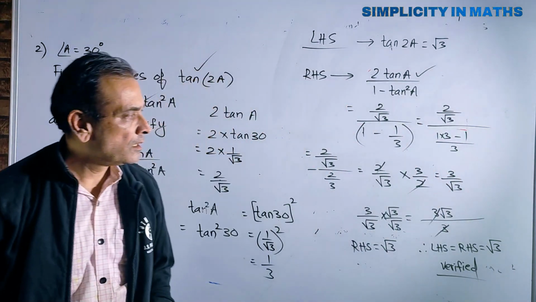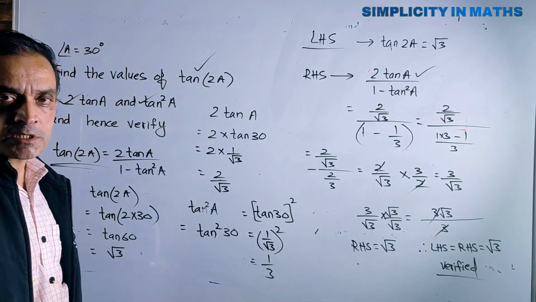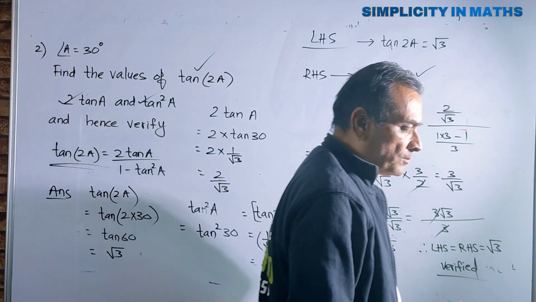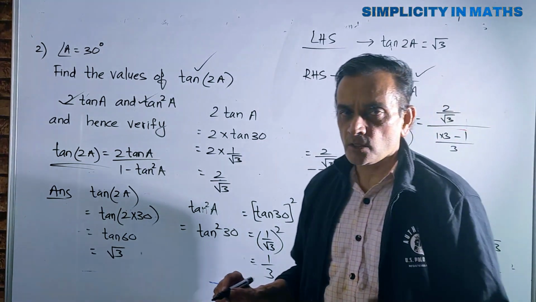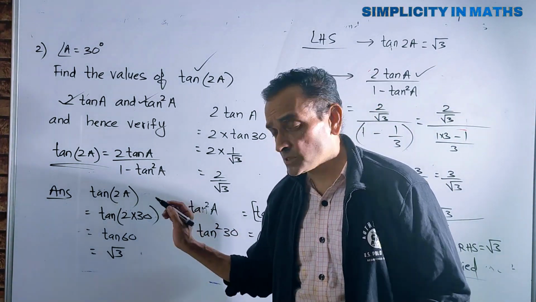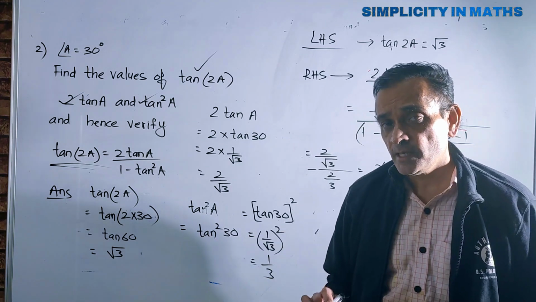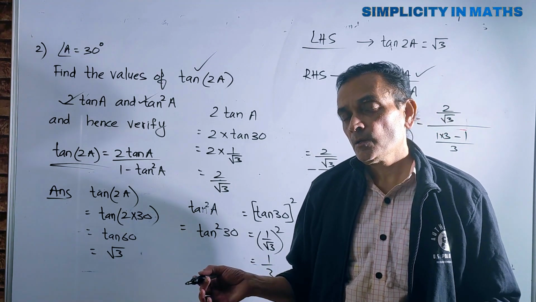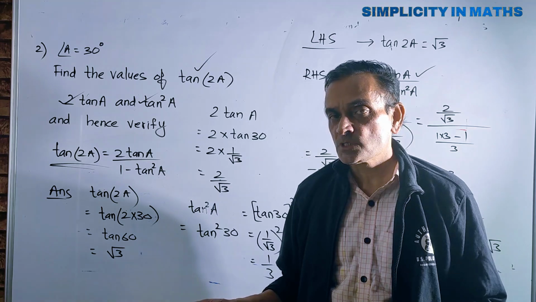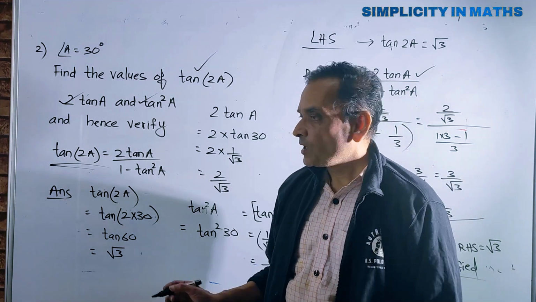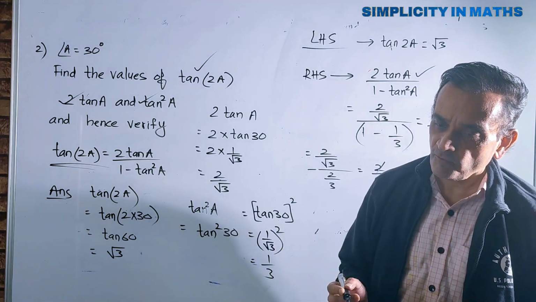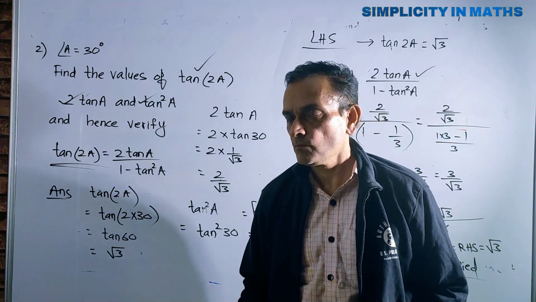Clear? So these were two sums, one from mensuration, one from trigonometry. Think again about mensuration. Why is the volume the same? Why did we not cancel pi from both sides? What was the reason? Keep on thinking. Once you think and follow, you will never forget that sum.